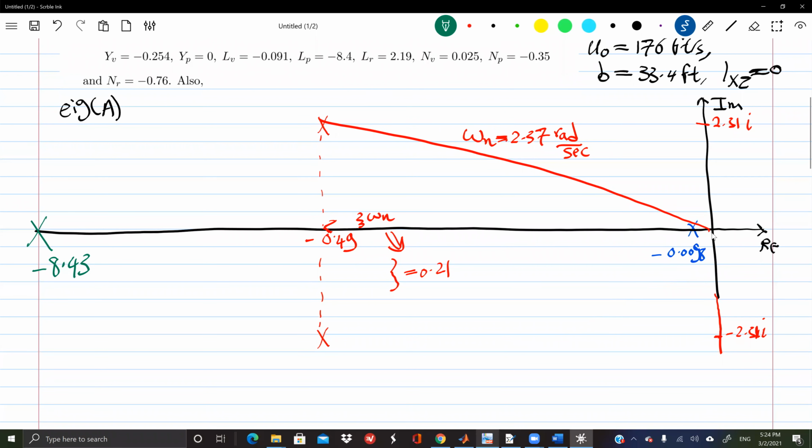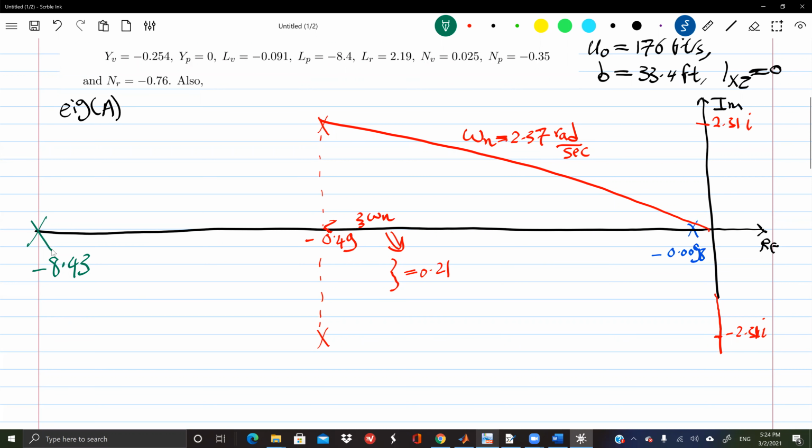So there is one mode here, the blue mode. Then the second mode is the red, and it's complex conjugate, so it's an oscillatory mode. If it's complex conjugate, then it's oscillatory. And then the third mode, the green mode, is not oscillatory, and it's very fast. Remember, the settling time is 4 divided by the real part. The real part here is 8, so the settling time is less than half a second. So this is very fast.